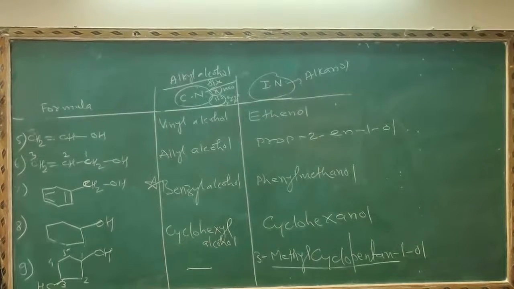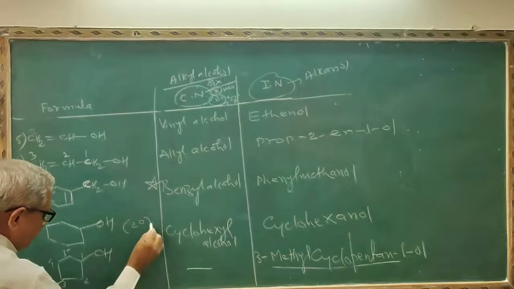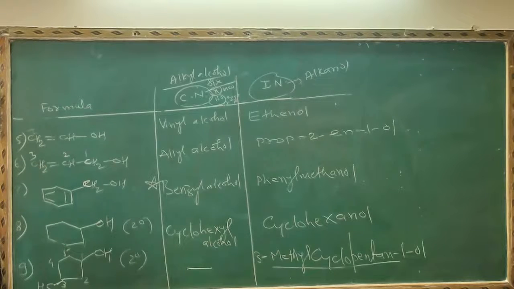Now I will set the question on the classification here. See the options 6, 7, 8, 9. Select the alcohols which are secondary. The correct answer is 8 and 9. This is the secondary alcohol because this is the secondary carbon. Which of the following is the primary alcohol?